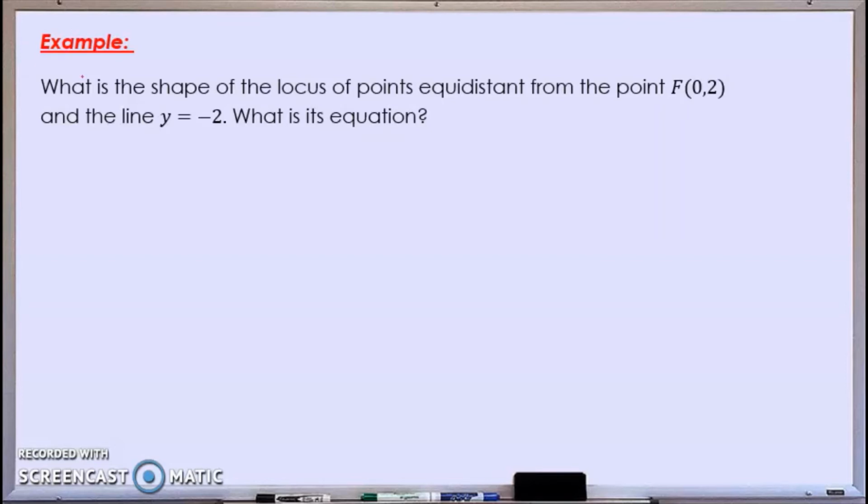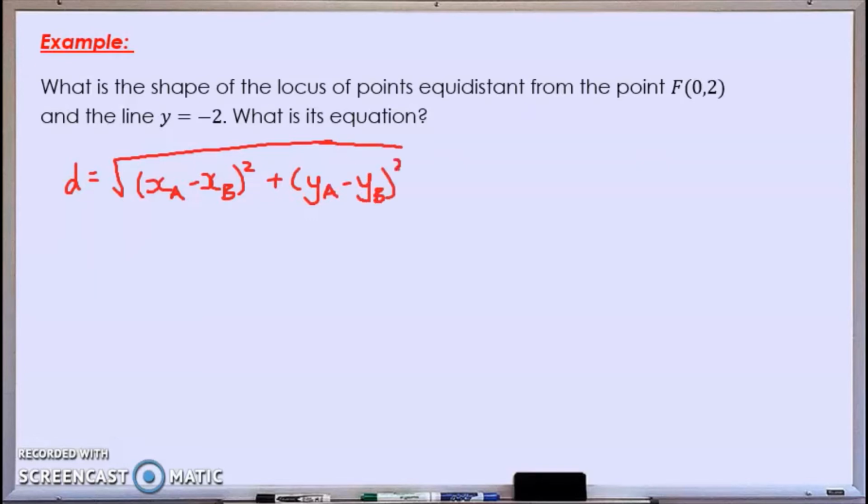We're now looking at the shape of a locus of points equidistant from a single point and a line. So let's explore our distance formula. Now we know our distance formula, or the distance between 2 points, is the square root of my x's squared plus my y's, the difference between them squared.